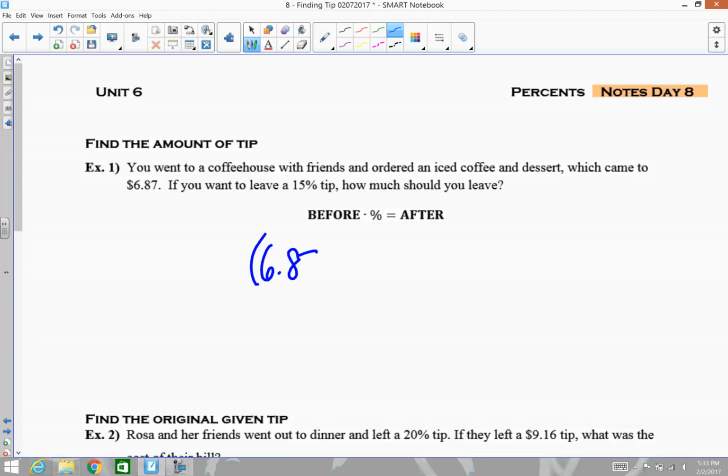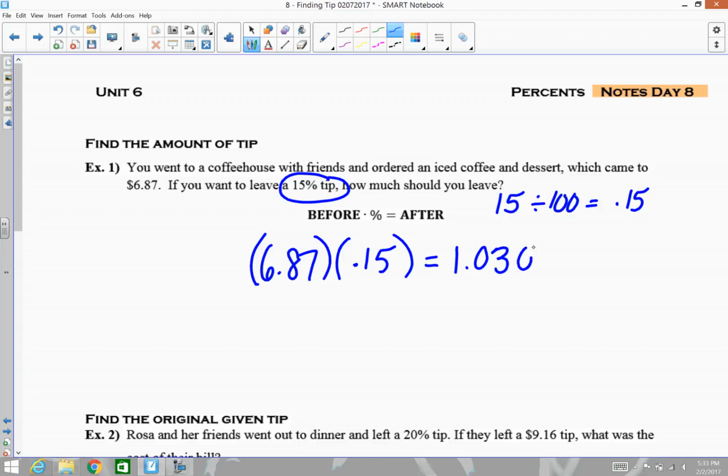was $6.87 times the percent tip, which if you recall, anytime we're putting a percent into an equation, we need to change it to a decimal. So I take 15, divide by 100, you get 0.15. Then when we multiply, you should be getting 1.0305. We do some rounding, and we get a $1.03 tip. So that was very straightforward, just like finding tax is straightforward. You take the before amount times the percent, that gives you your tax or your tip.